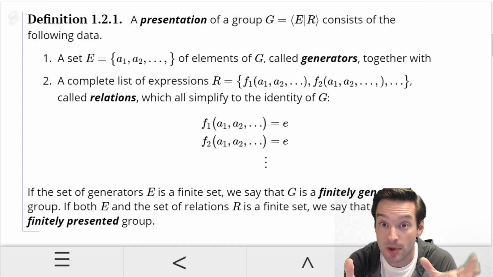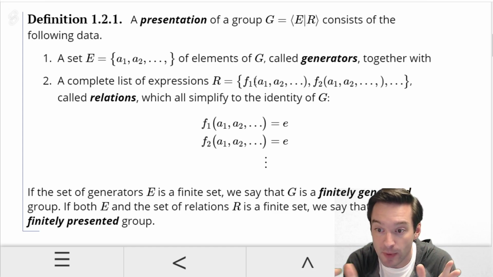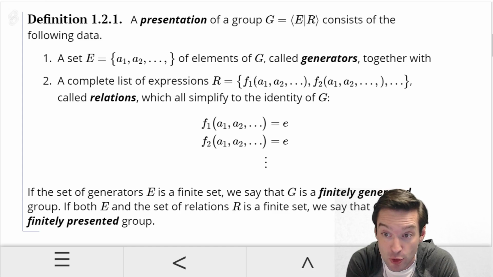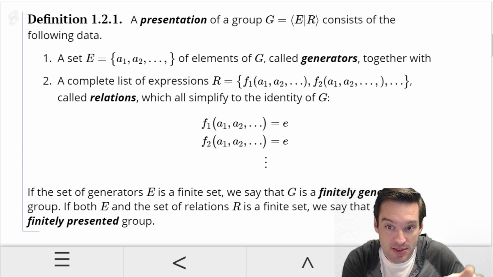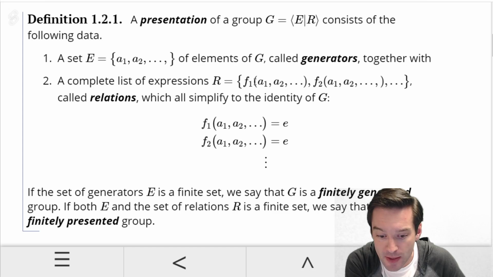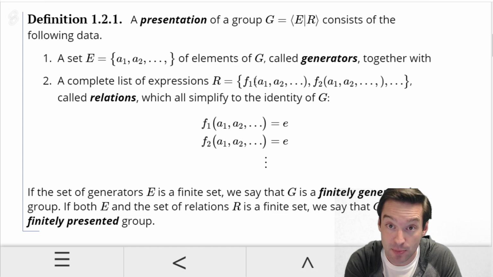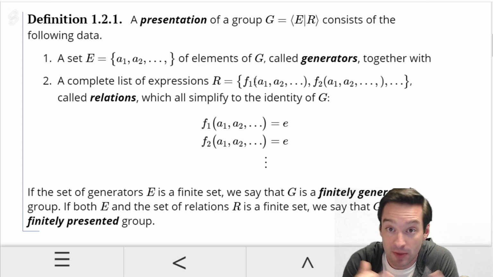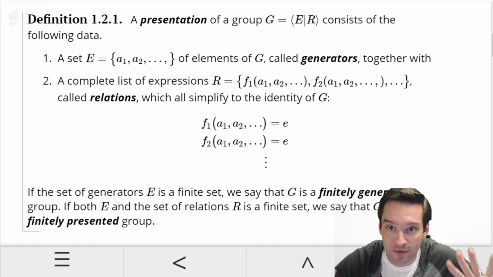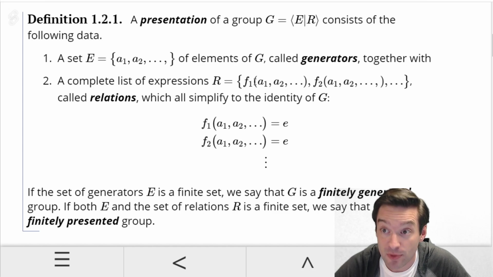So generators together with relations form a presentation for a group. If the set of generators is a finite set, then we'll call the group a finitely generated group, naturally. If the set of relations is also finite, then we'll say that the presentation of this group is a finite presentation, or that G is a finitely presented group. As you might expect, because this is not a full-bore group theory course, all of our examples this semester will be examples of finitely presented groups.